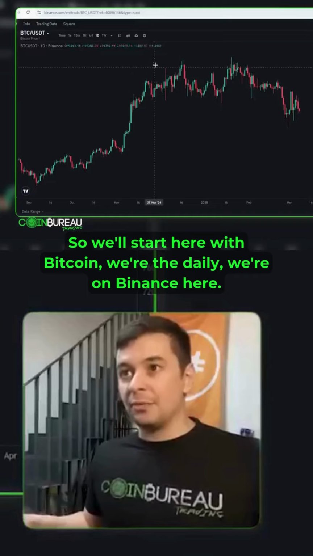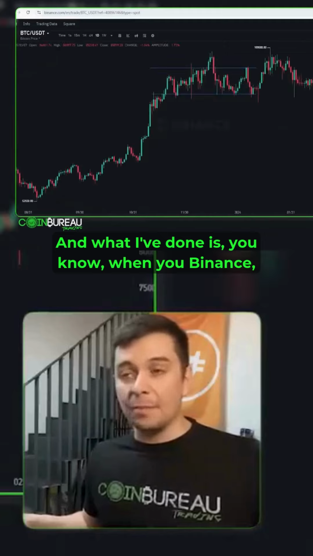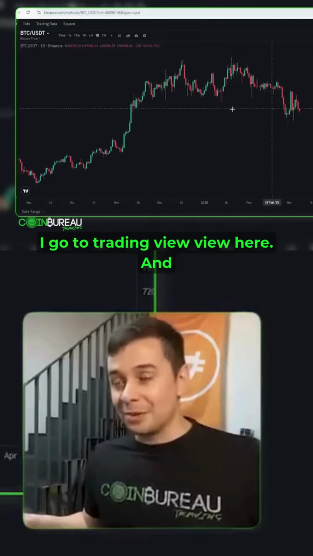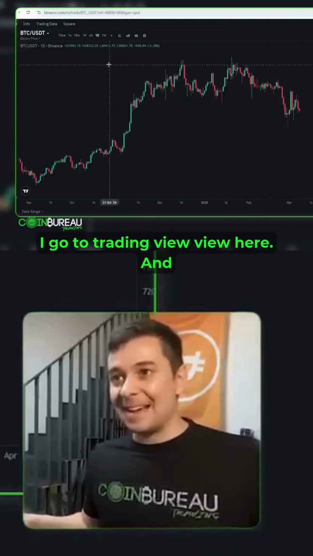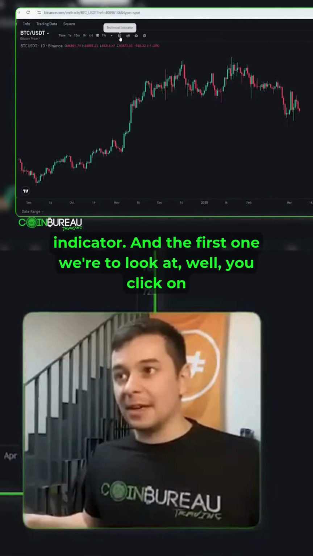So we'll start here with Bitcoin. We're on the daily. We're on Binance here, and what I've done is, when you go to Binance, you have the original view and then you have the trading view. So I go to the trading view here, and then if you go up here, you'll see there's a little button that says technical indicator, and the first one we're going to look at.